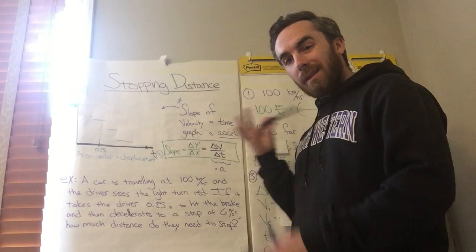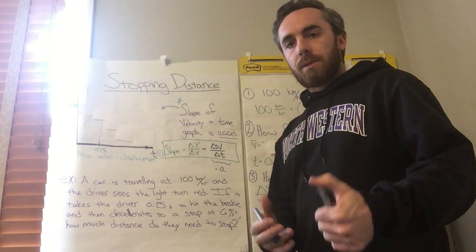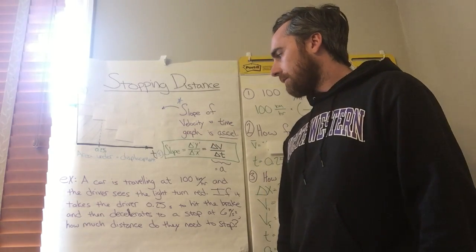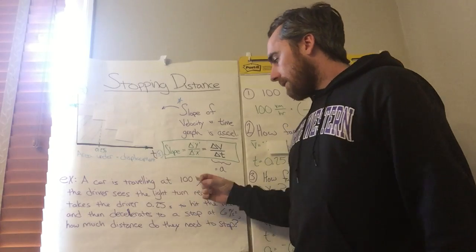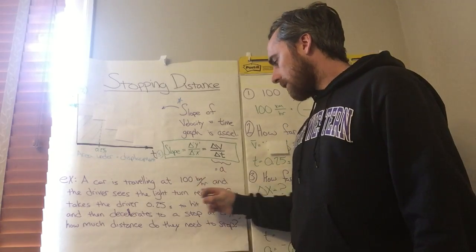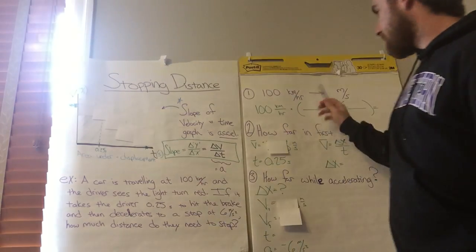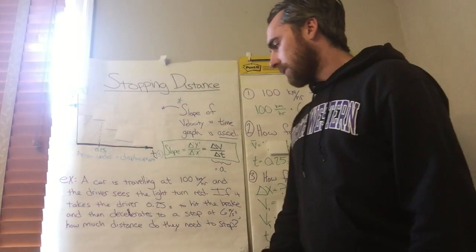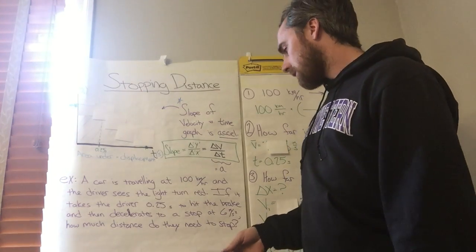Again, if you can't read anything that I have on here, I'm going to post a PDF as I normally have. So the car is traveling at 100 kilometers per hour. That's not a unit we normally use, so our first step is to convert that to meters per second so that we can plug it into equations.